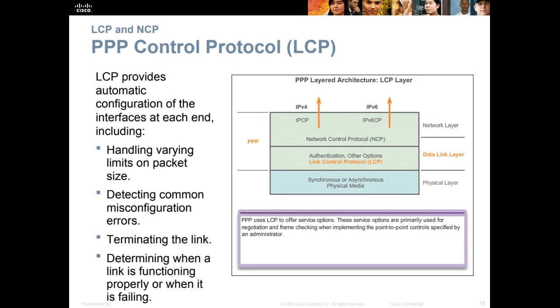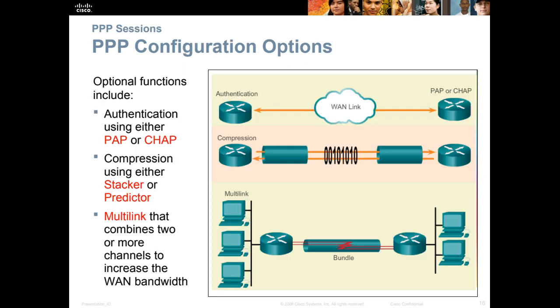LCP provides automatic configuration of the interface at each end, such as handling varying limits on packet size, detecting common misconfiguration errors, all right? Terminating the link, because it's close to the physical layer. But if you come to the NCP, NCP is close to the network layer.